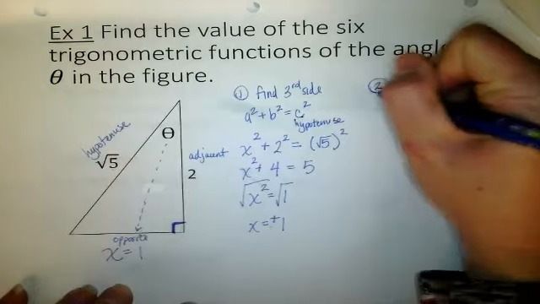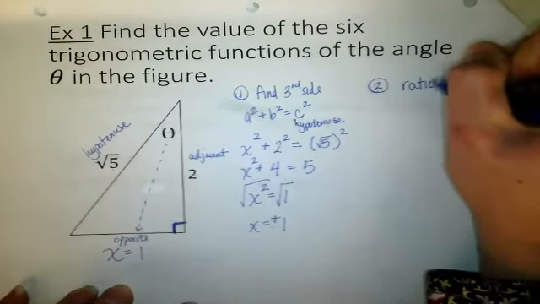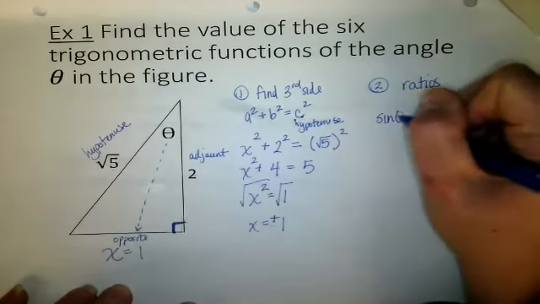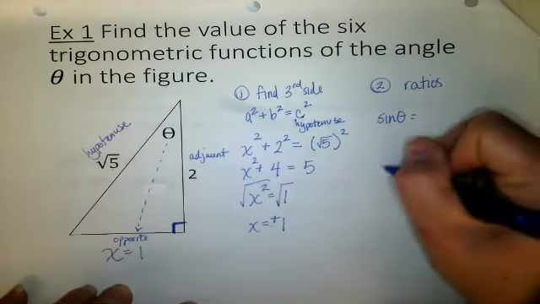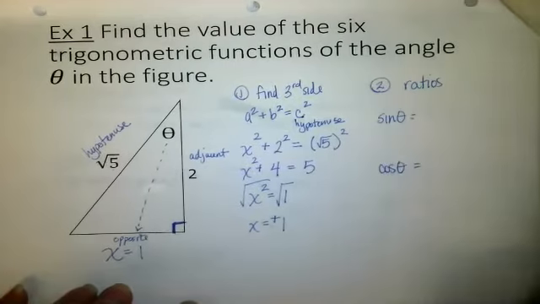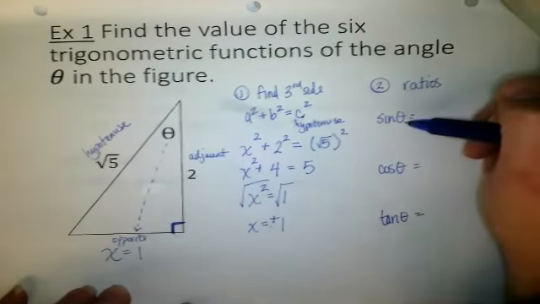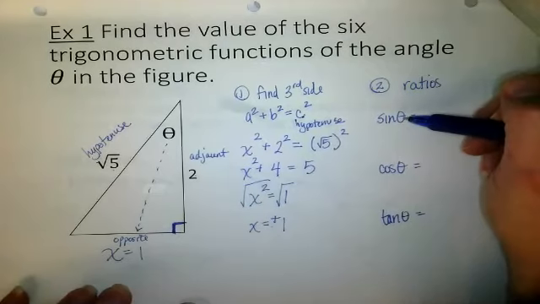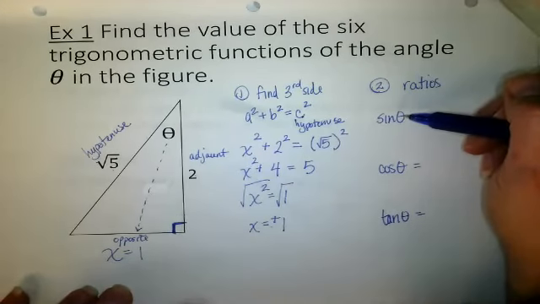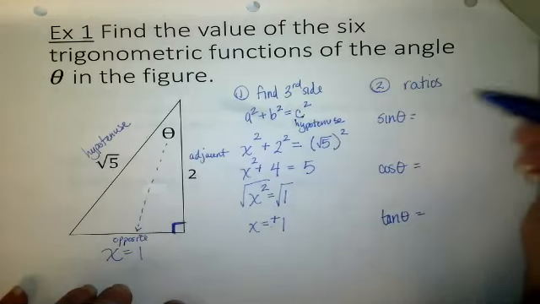Okay. So the second part is all of our ratios. We want to find the sine ratio according to theta, the cosine ratio according to theta, and the tangent ratio according to theta. Do not write sine without theta, because it's meaningless. The angle is the most important thing.